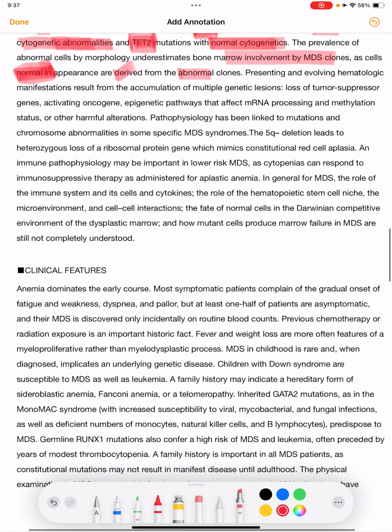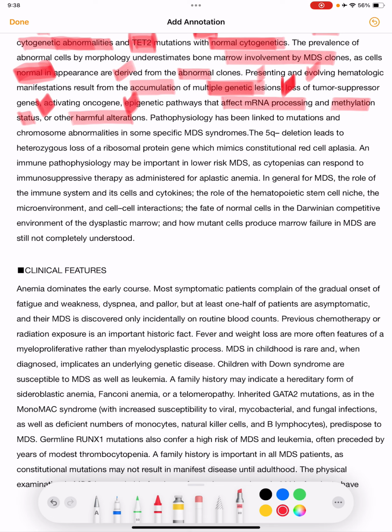Presenting and evolving hematological manifestations result from the accumulation of multiple genetic lesions, that is, loss of tumor suppressor genes, activating oncogene and epigenetic pathways. These pathways affect mRNA processing, methylation status, or other harmful alterations.